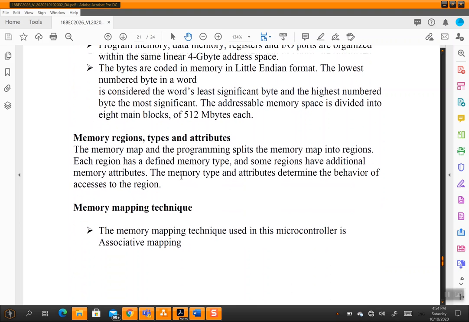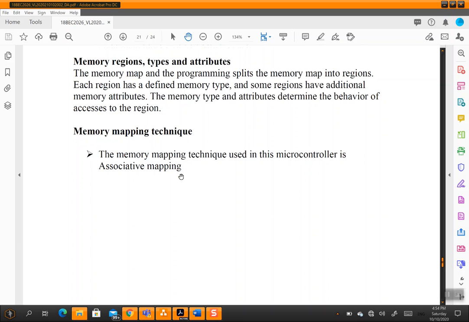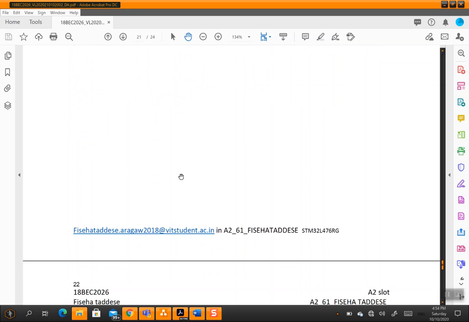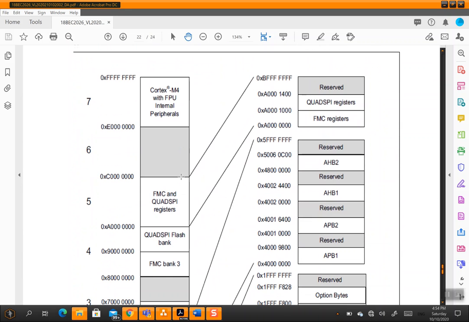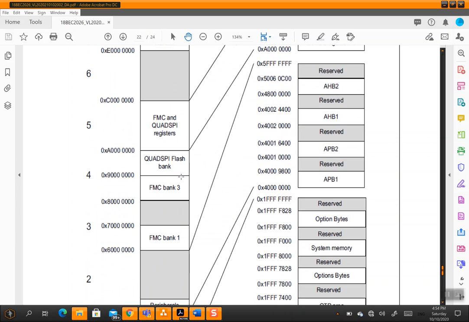When we see the memory region types and attributes, the memory map and the programming split the memory map into regions. Each region has a defined memory type, and some regions have additional memory attributes. The major types and attributes determine the behavior of the access to the region. About the memory mapping technique, the technique used in this microcontroller is associative mapping, and from this diagram you can easily see what kind of memory mapping system the selected microcontroller uses.